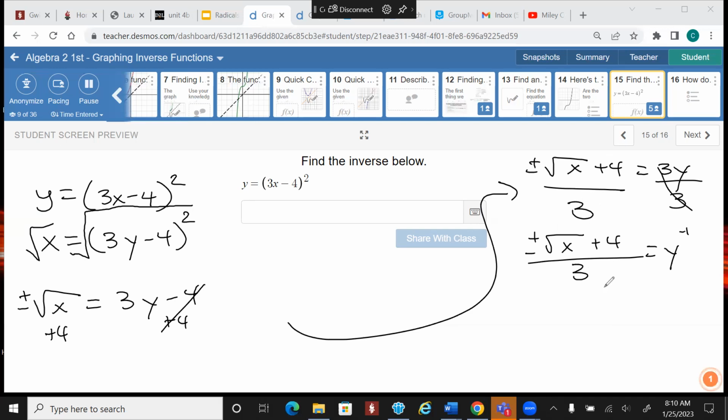Okay, sometimes these problems seem a little bit complicated. Not too bad. And again, you can always check by graphing them, or you can substitute them into each other to find the composition.